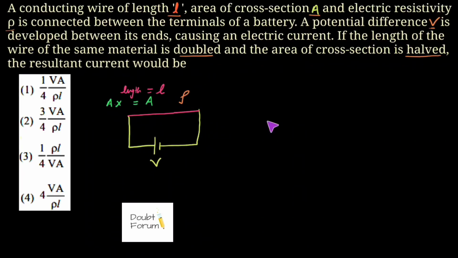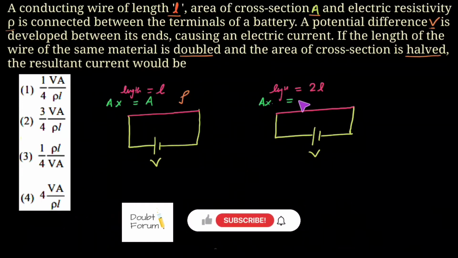Now what is happening here? Suppose this is the same battery which we have just used, so the voltage of this battery would also be V. Now there have been certain changes made in this conductor. The length has become twice the previous one, so the new length will become 2L. Area of cross section has become halved, because earlier the area of cross section was A, so now it would be A by 2.